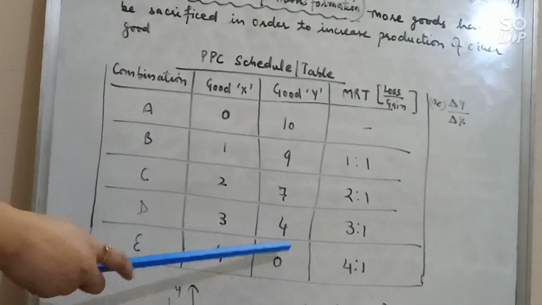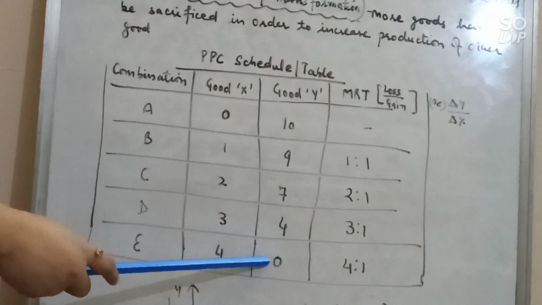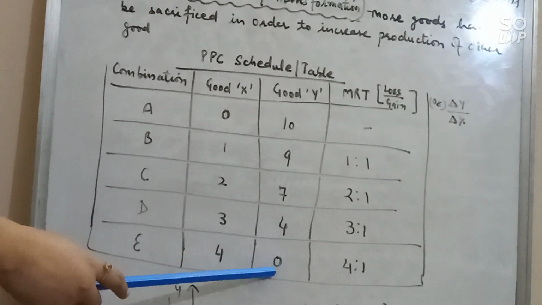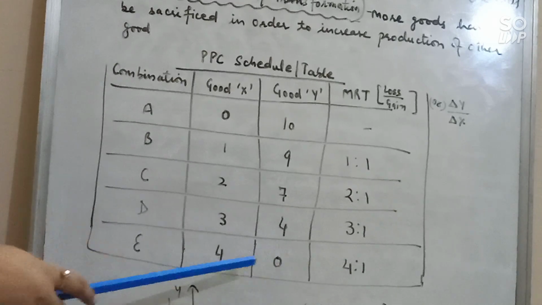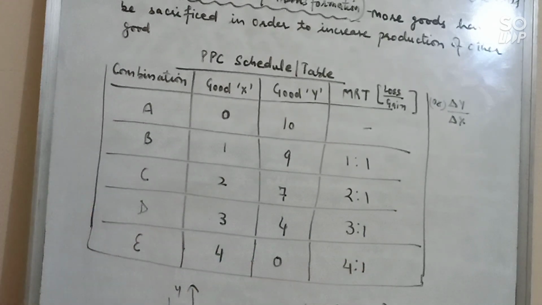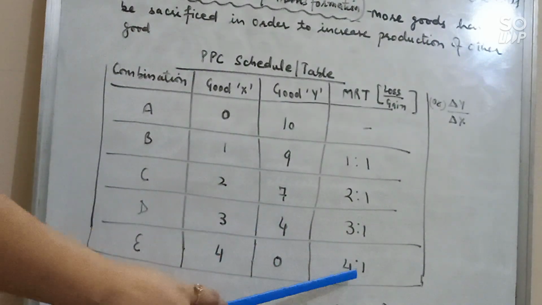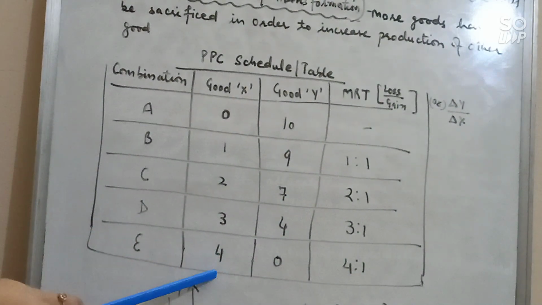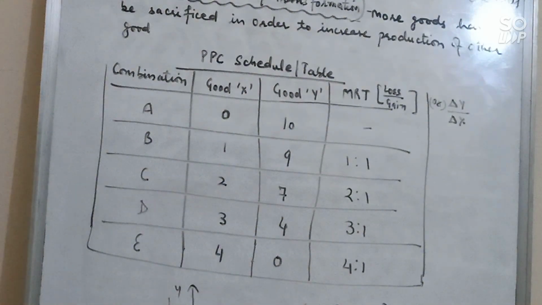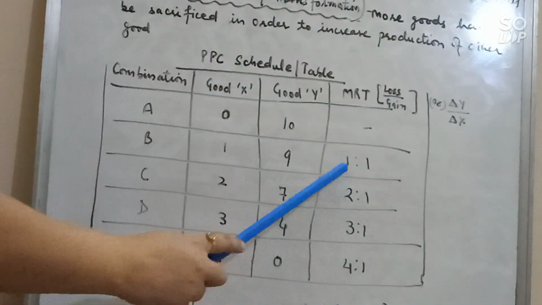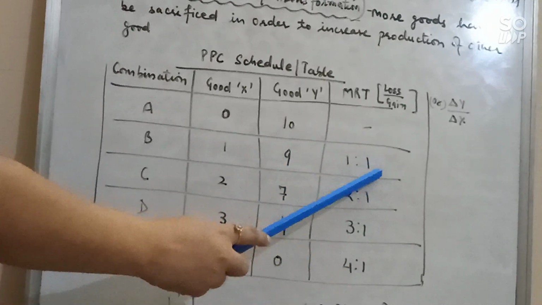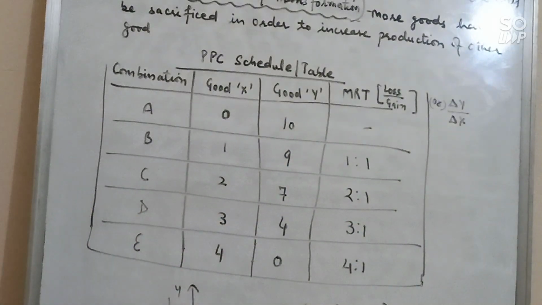At point E, again I am going to increase the production of X commodity. Here again we will reduce the production of Y commodity. So 4 minus 4 is equal to 0. It means in this case we will not produce any unit of Y commodity and all the units of X commodity. So the ratio will be 4:1. Clear? So 4 units of Y commodity are sacrificed and 1 unit is gained, an increase in the X commodity. Done. So MRT shows the ratio of sacrifice and gain: how many units are sacrificed to increase the production of the other commodity.